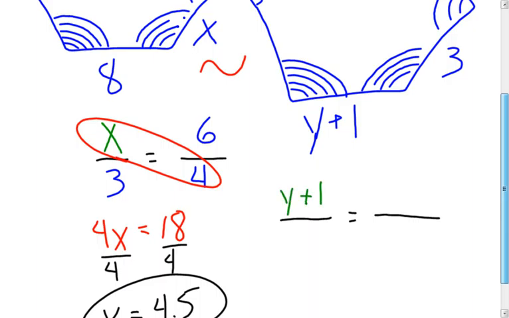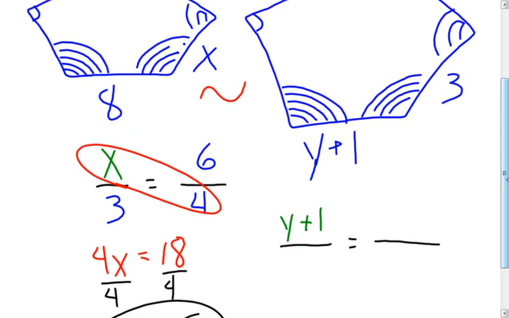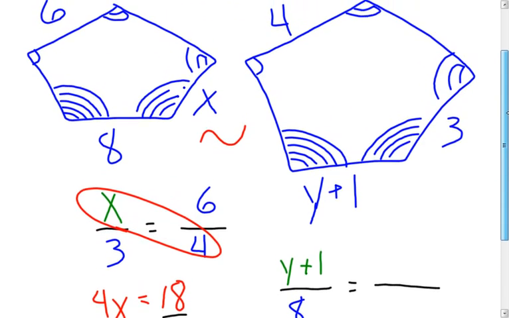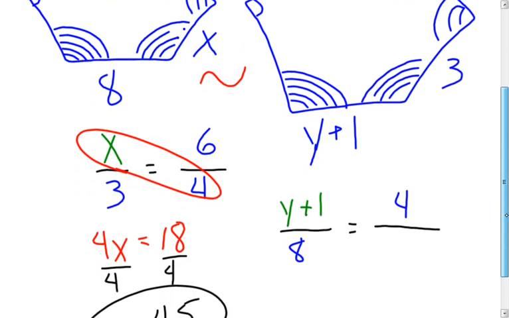Now I look at it, and the y plus 1 is the length of one side of my larger pentagon. I have to now find the corresponding side to that in the other pentagon, which would be the 8. So this is going to be over 8. Those are corresponding sides. Now I got to come back to my second ratio, pick a side length that I know. Well, I'm going to go with the 4, because I know that that's going to correspond to the 6.